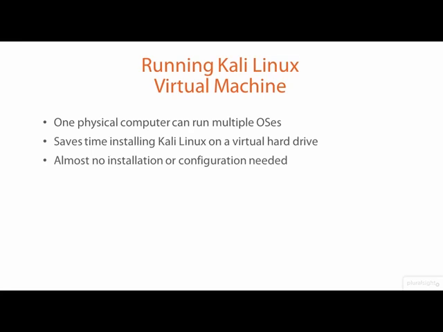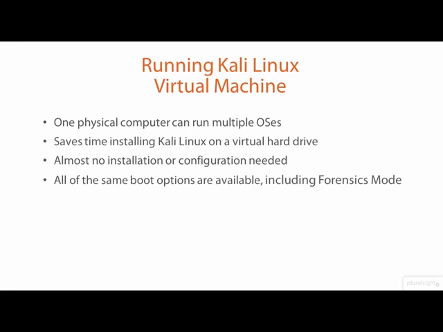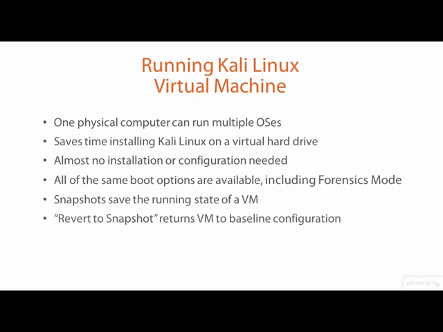Kali running in a VM also has the same boot options that you need when performing your forensic examinations, including forensics mode. Virtual environments have the capability of creating snapshots of the running state of their VMs. This means that you can install tools and change configurations in Kali as you like. Make a baseline snapshot of the Kali VM, and use the Kali VM to perform a forensic examination. When you have finished, use the Revert to Snapshot feature to automatically restore your baseline Kali VM for your next examination. How convenient is that?